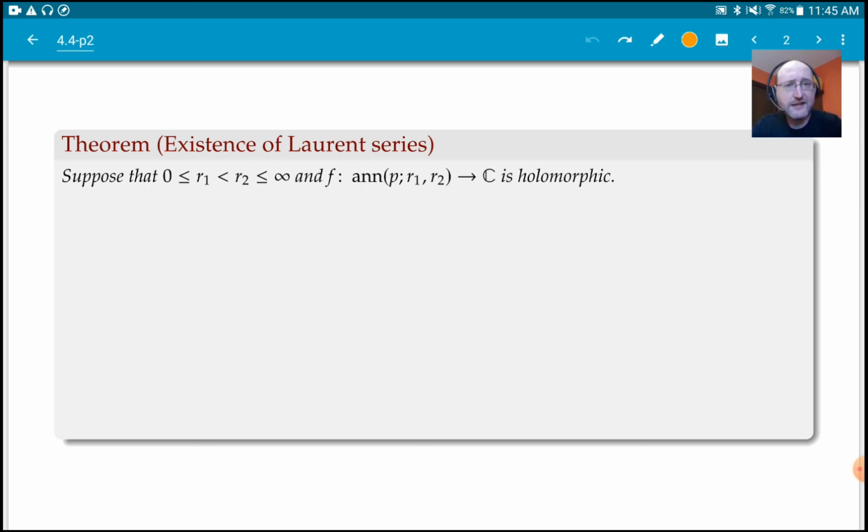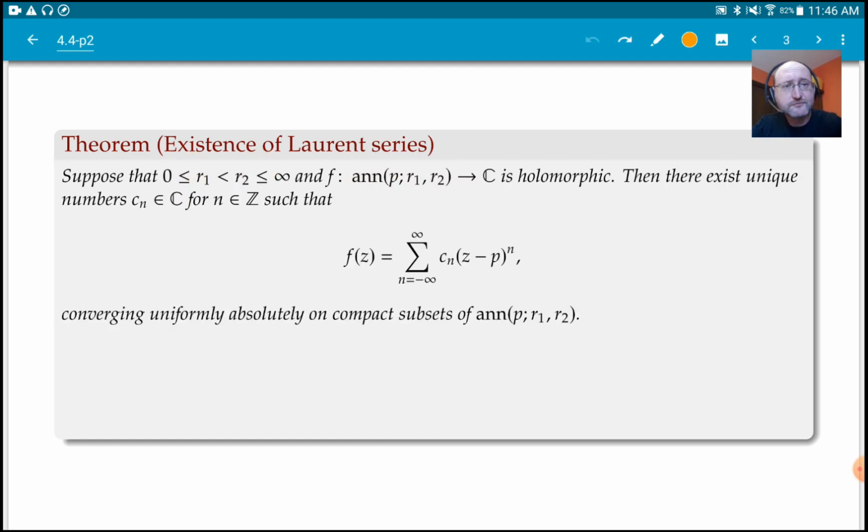So suppose that we have a holomorphic function defined in this annulus. And again, let's not worry about whether this really is an annulus. If the inside and outside radii are 0 and infinity, we don't really want to call it an annulus, but for today, we'll just call all of these annuli for simplicity. All right, so suppose that we have this holomorphic function, then the Laurent series exists.